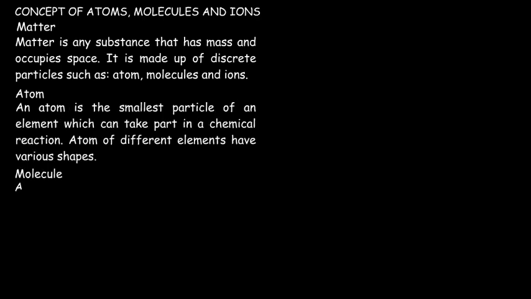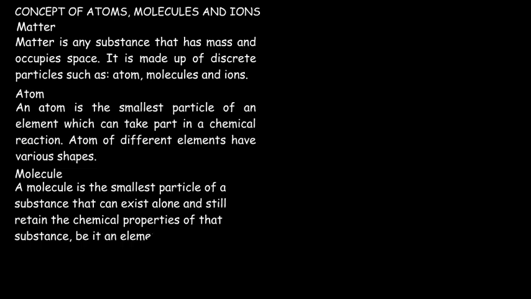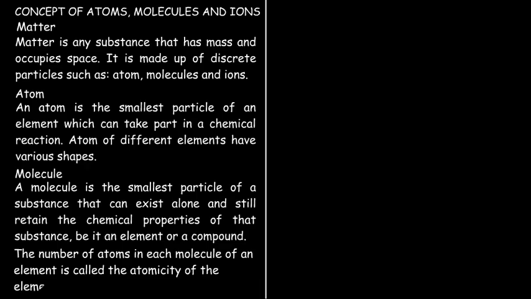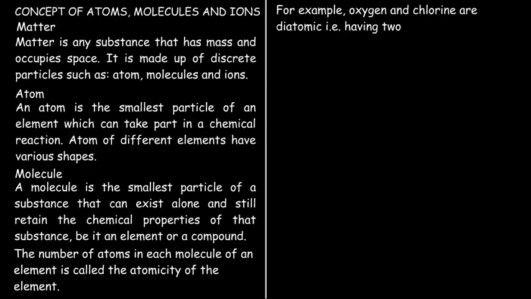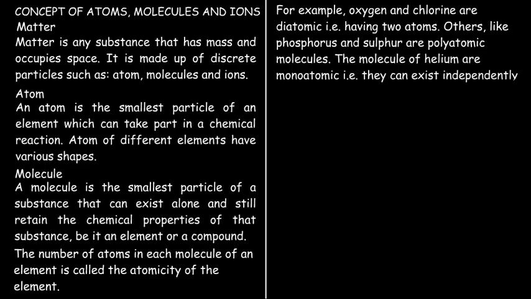Now molecule. A molecule is the smallest particle of a substance that can exist alone and still retain the chemical properties of that substance, be it an element or a compound. The number of atoms in each molecule of an element is called the atomicity of the element. For example, oxygen and chlorine are diatomic, that is, having two atoms. Others like phosphorus and sulfur are polyatomic molecules. The molecule of iron is monoatomic, that is, it can exist independently as single atoms.